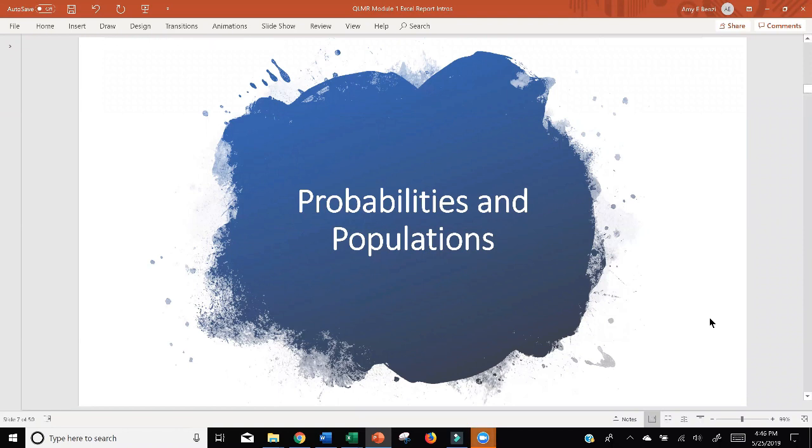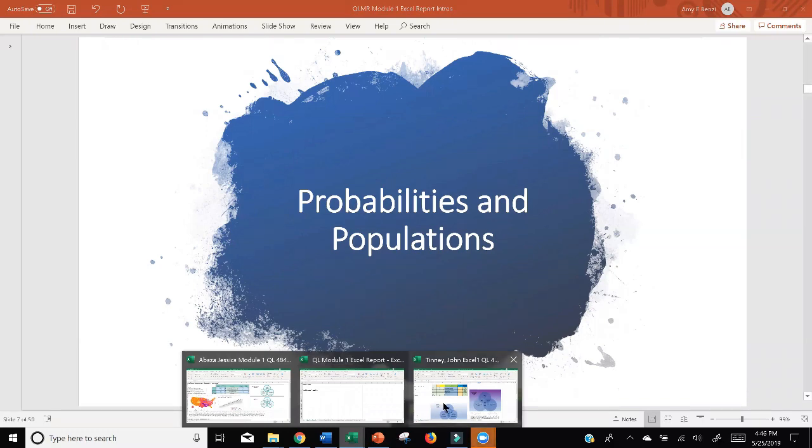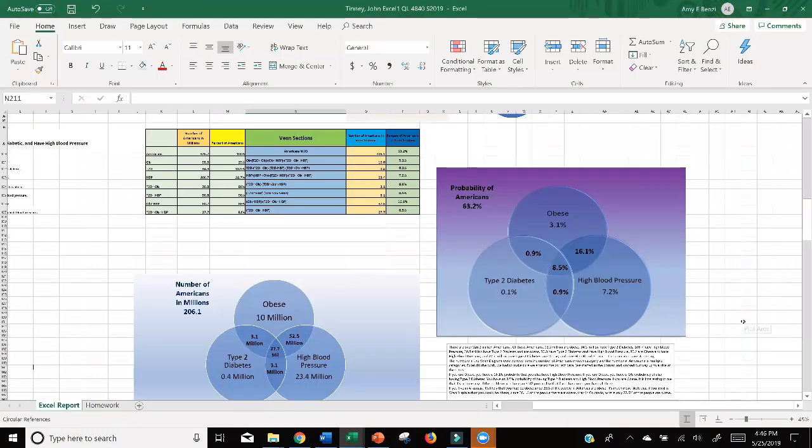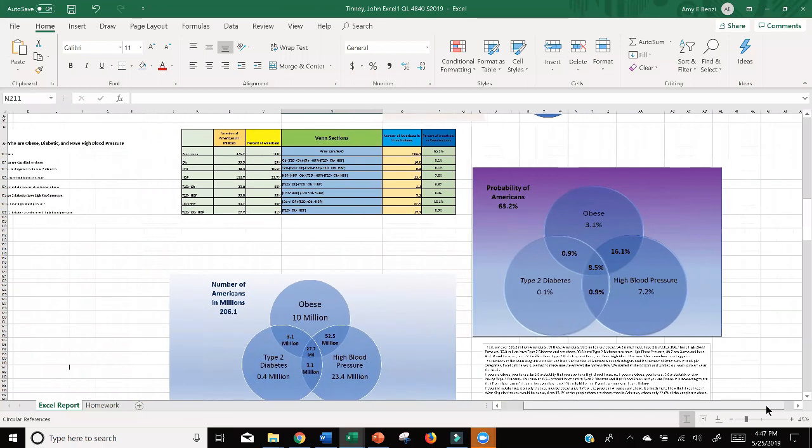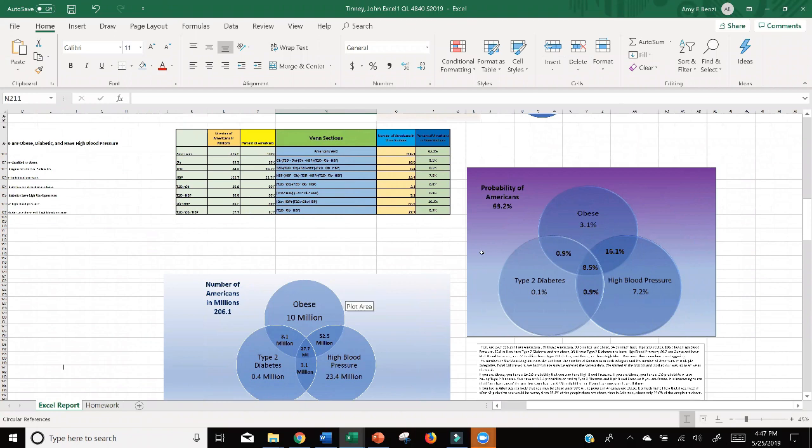All right, everybody, here we are on the Excel portion of our probabilities and population scenario. The first thing we're going to look at here is a couple of examples of scholar work. This is a piece by John Tinney from the spring 2019 semester, where he created his table and his 2 Venn diagrams to show the probability of being an American with obesity, type 2 diabetes, or high blood pressure, or all 3, or some overlapping set.